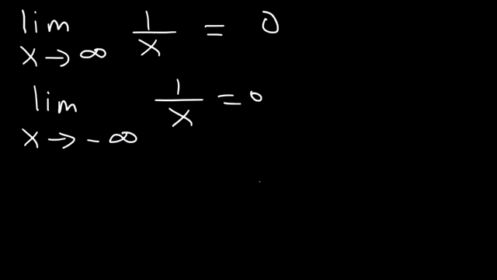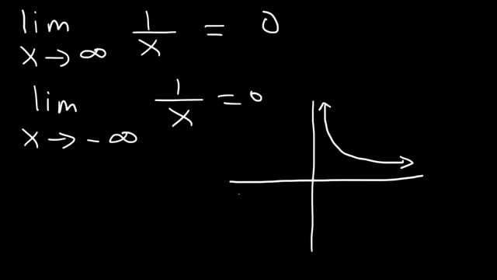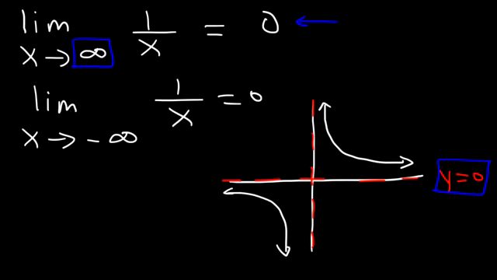Now, let's graph this function. The graph of 1 over x looks like this. It has a vertical asymptote at x equals 0, and it has a horizontal asymptote at y equals 0. So as you can see, as x approaches positive infinity, you're going to get the horizontal asymptote, which is y equals 0. As we follow the curve all the way to the right, it's going to get closer and closer to 0.